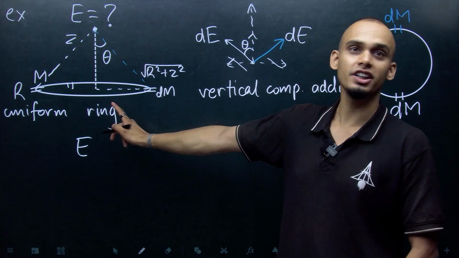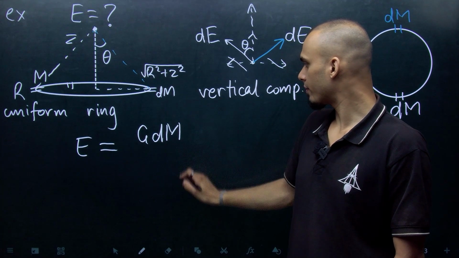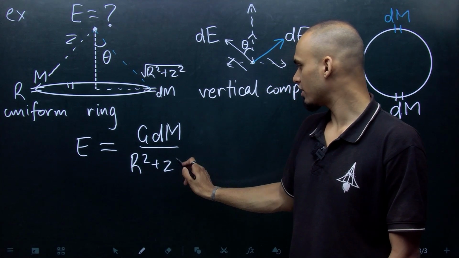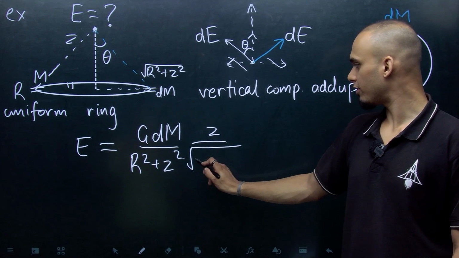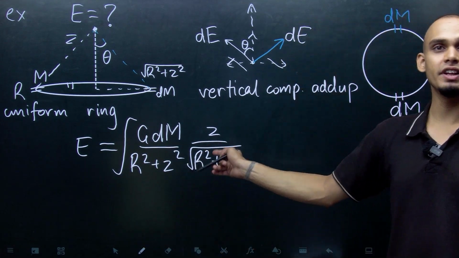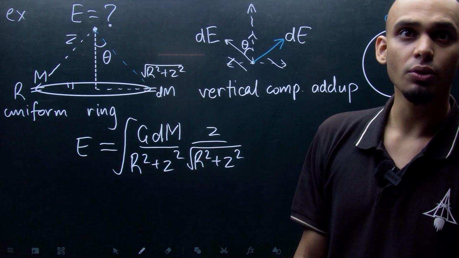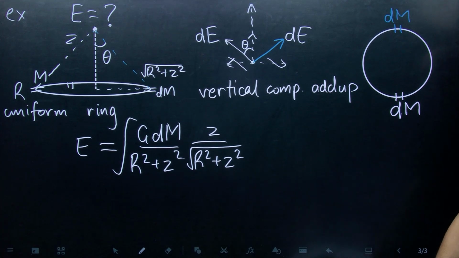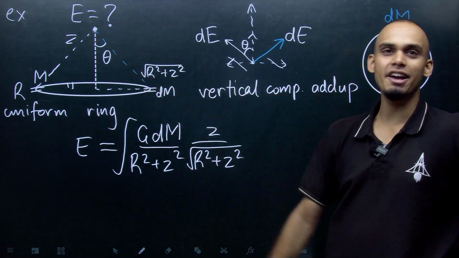We know the gravitational field will be along the z direction. Gravitational field will be G into dm upon r square, which is simply the hypotenuse square, r square plus z square, and cos theta will simply be z upon under root of r square plus z square. And if we integrate all over the mass, we will get the total gravitational field. Similar to the Biot-Savart law, that is in the magnetism chapter. Let's not get into that now. This is how we'll get the gravitational field. Now z is a constant, G is a constant, radius, everything is a constant.